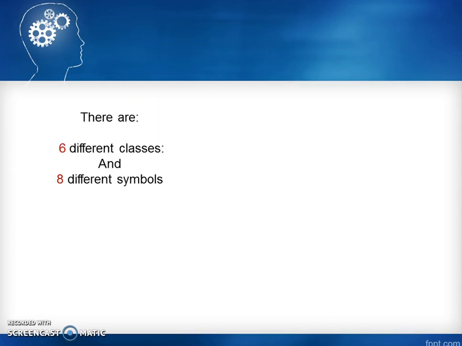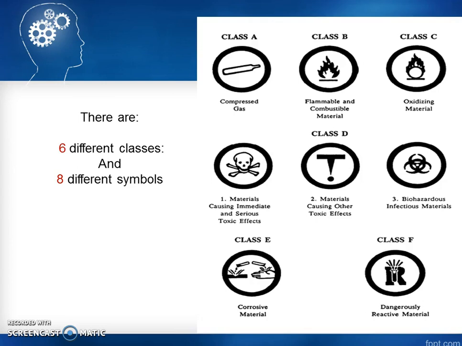So let's take a look at the symbols and the classes. As you can see, there's 6 different classes. They are recognized from A all the way to F alphabetically, and 8 different symbols. So you'll note that Class D here has 1, 2, 3 symbols, and we'll take a look at those in a bit more depth. So the first class, compressed gas, or Class A, compressed gas, just as it sounds.